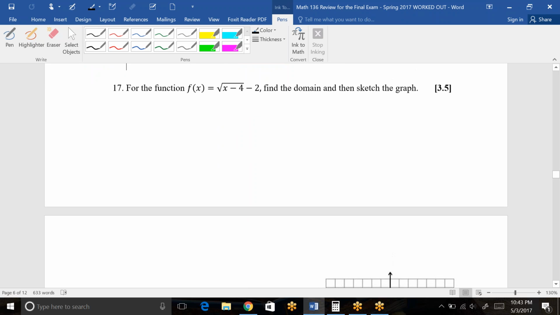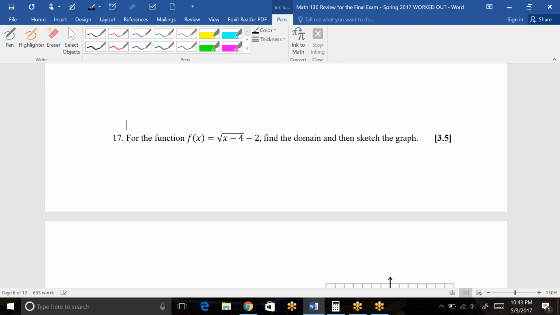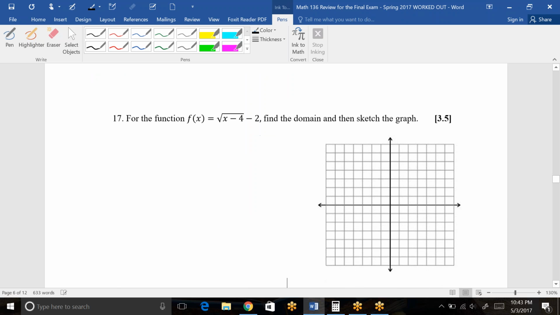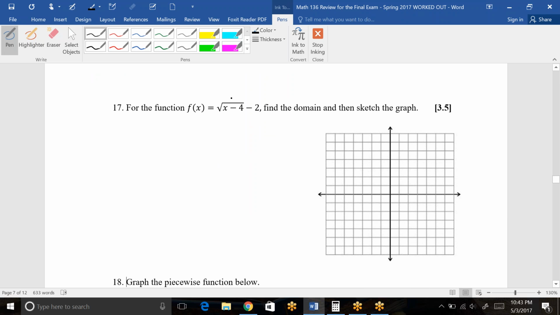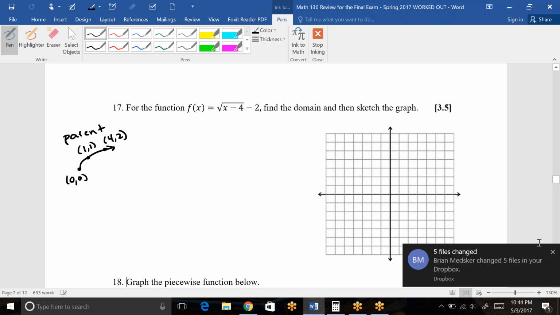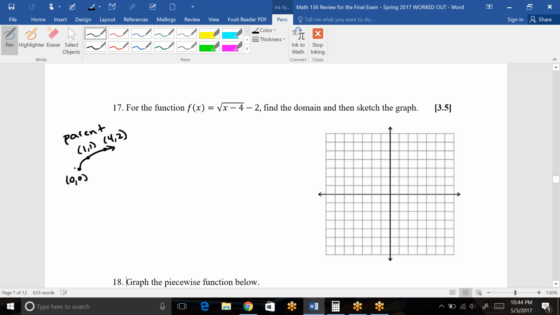All right, we just have 2 more for the end of part 2. So for number 17, this is a transformation. We have our parent graph here. It's a square root. If you remember, the square root function looked like a parabola on its side, but only half of it's there. It had the points 0, 0, 1, 1, and 4, 2. If you don't feel comfortable with that, remember you can do a table of values to find out what these values of square root of x are. This is a -4 inside. That means we are having a horizontal shift.